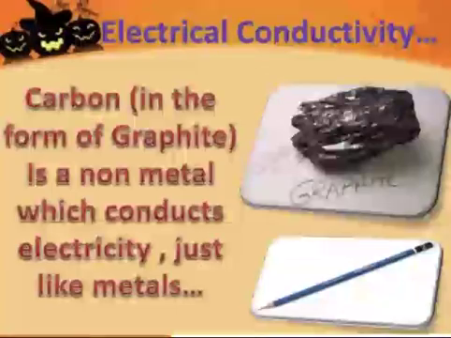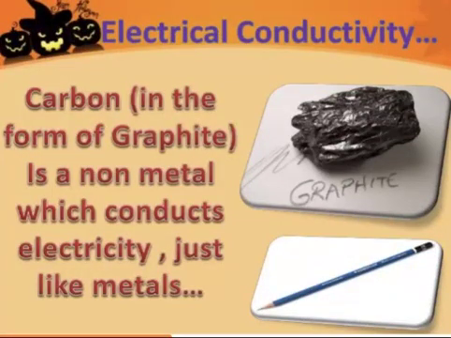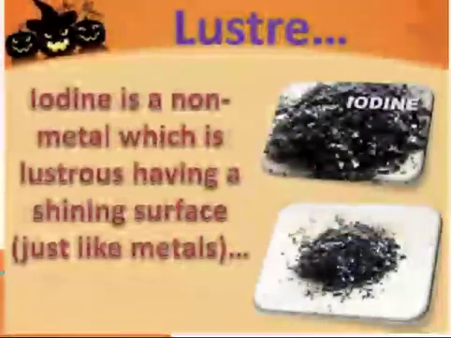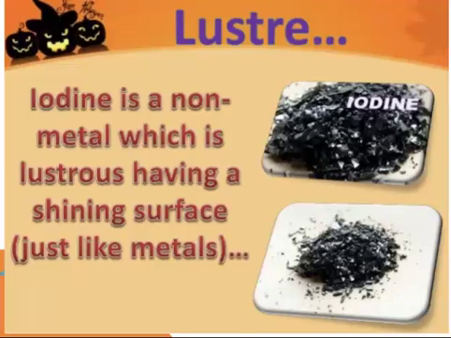See, carbon, it is a non-metal, but it conducts electricity. Generally, we said that non-metals are poor conductors of electricity and heat. Whereas in case of carbon, it is a non-metal, but it will conduct electricity, just like metals. Next one is iodine. Iodine is also a non-metal, but it is lustrous. It shows shiny appearance, like metals.